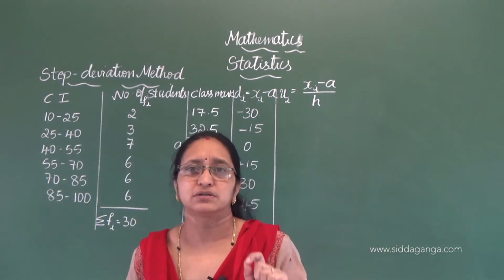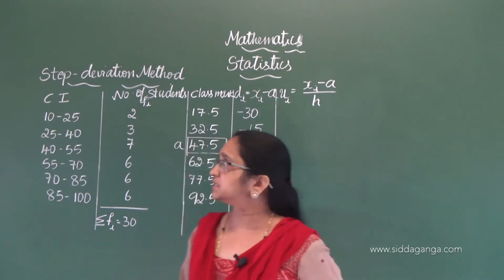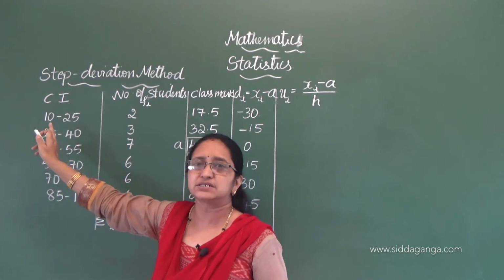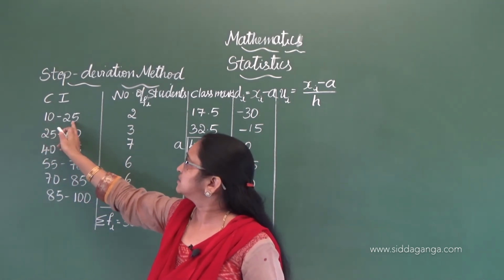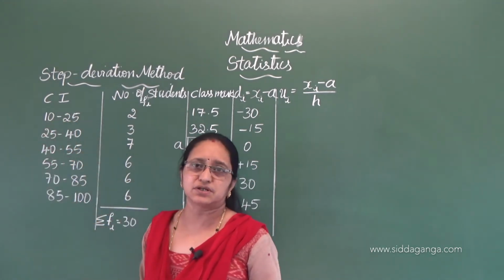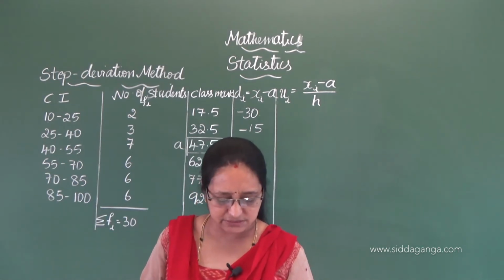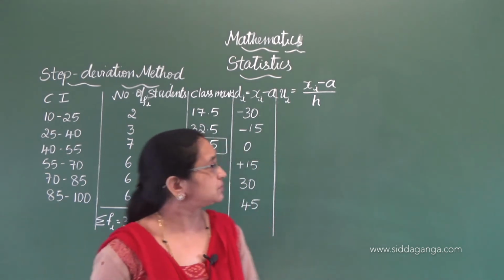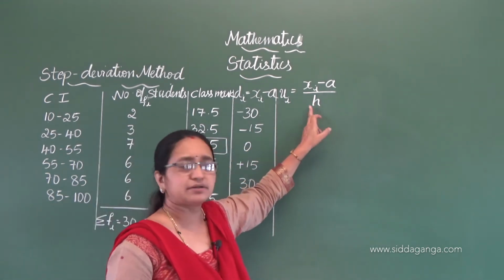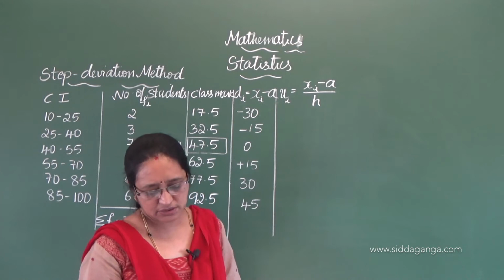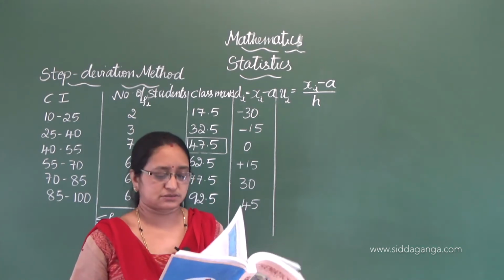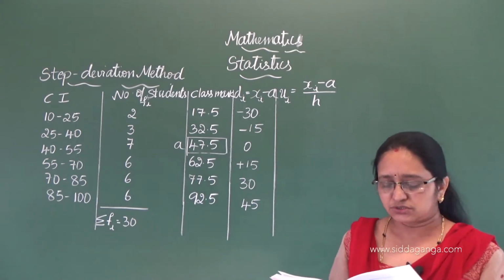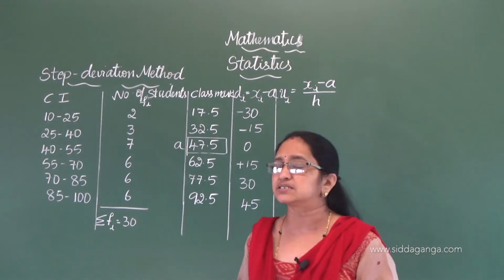H is what? Class size. Here class size, as I told you in the previous class, is the width of the class interval. You can refer to the table also. ui is equal to xi minus a divided by h. H is the size, that is the width of the class interval. So here you just find out what is the width of the class interval.